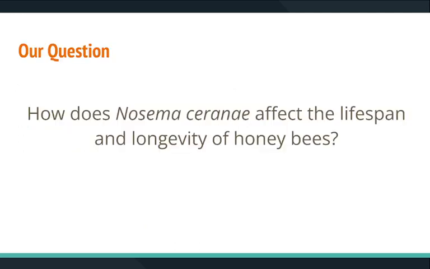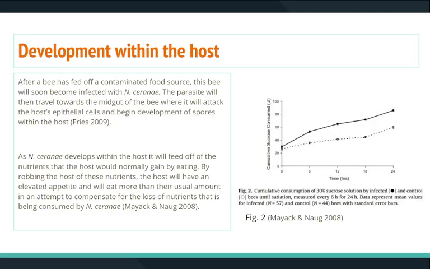Our question: how does Nosema ceranae affect the lifespan and longevity of honeybees? Development within the host. After a bee has fed off a contaminated food source, this bee will soon become infected with Nosema ceranae. The parasite will then travel towards the midgut of the bee, where it will attack the host's epithelial cells and begin development of spores within the host.